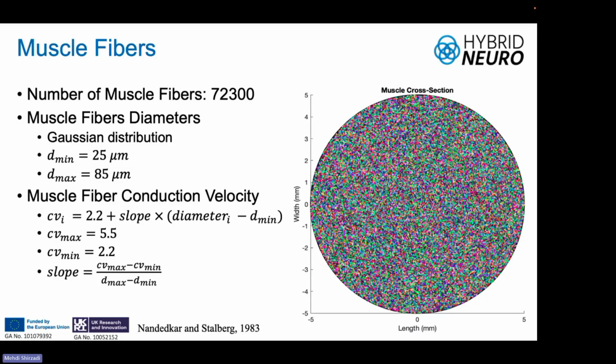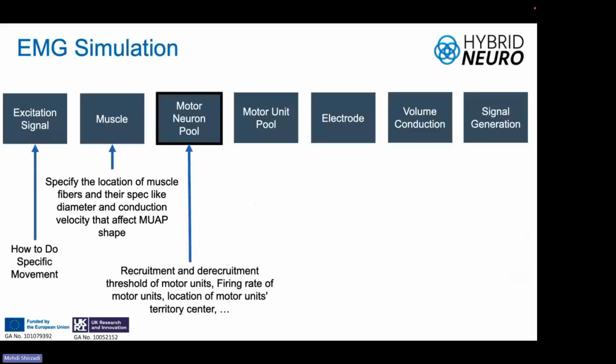So after that, we need to use this value to find the conduction velocity. The conduction velocity is specified for each one of the muscle fibers. Then it can cause the action potential produced in a specific muscle fiber to go faster or slower than in others. And again, based on the literature, they realize that the lowest conduction velocity in a normal human muscle fiber is more or less around 2.2 meters per second, and the maximum can be around 5.5 meters per second. So after that, to create our muscle, we need to create the motor neuron pool.